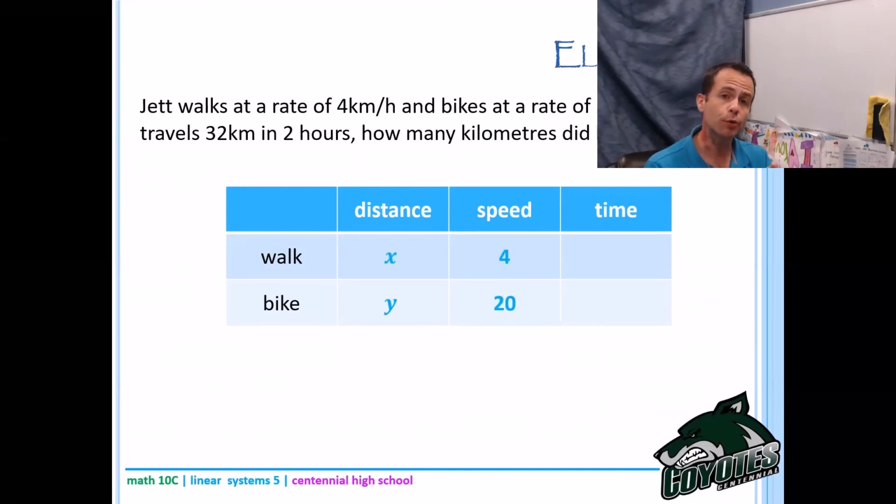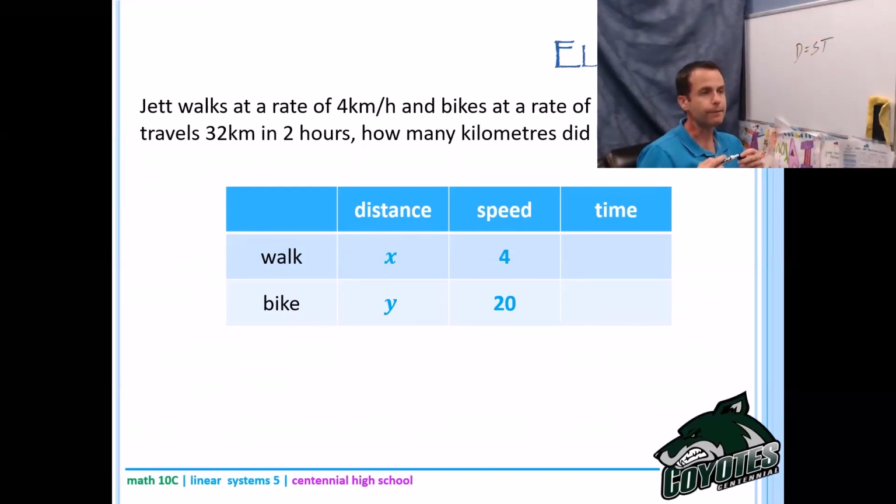I don't know the distances. I don't know how far he walked, and I don't know how far he biked. So that's why I called those guys x and y. Now, I said, if you know 2 columns, you've got the 3rd, and this is why: distance is speed times time.